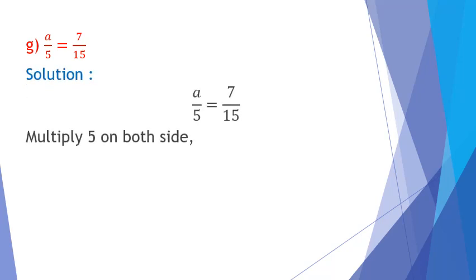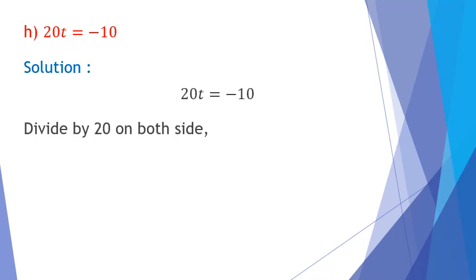Next, G. A by 5 equal to 7 upon 15. To remove 5 from LHS, you have to multiply by 5 on both sides. So we get A by 5 into 5 equal to 7 upon 15 into 15. After cancelling, we get A equal to 7 upon 3.